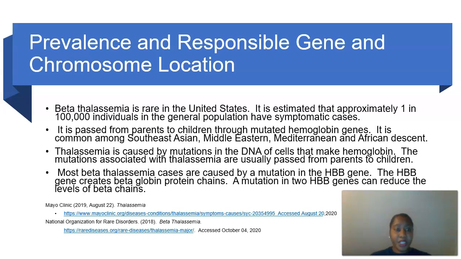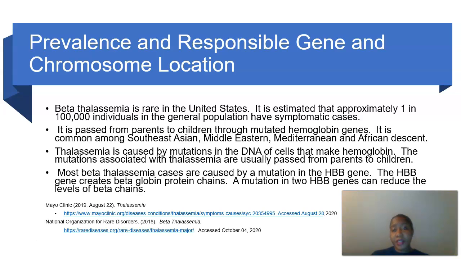Prevalence, responsible gene, and chromosome location. Beta thalassemia is not very common. It's rare in the United States, with an estimate of approximately 1 out of 100,000 individuals having symptomatic cases. Normally this kind of disorder is passed from parents to children and is common in Mediterranean countries like Greece, Southeastern Asia, the Middle East, and some African countries.